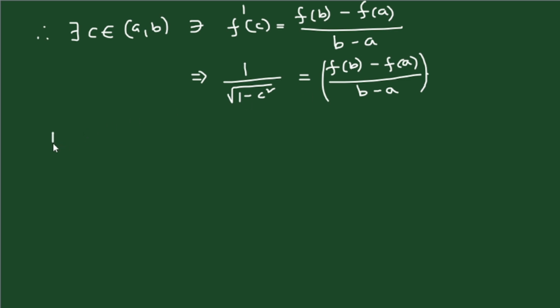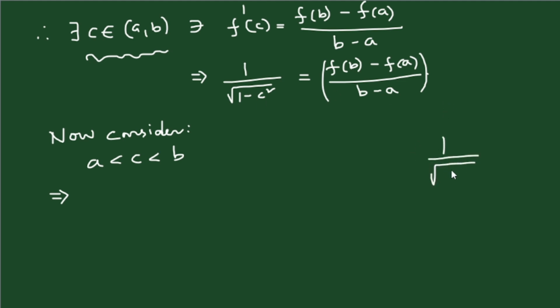Now, all these types of problems should be started with this: C belonging to the open interval (A, B). That means A less than C less than B, C is in between A and B. From this, what we have to do is bring f dash C in between these two inequalities. What is f dash C? f dash C is 1 by square root of 1 minus C square. So we should bring 1 by square root of 1 minus C square between these two inequalities.